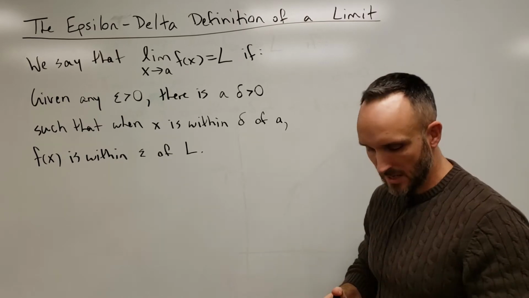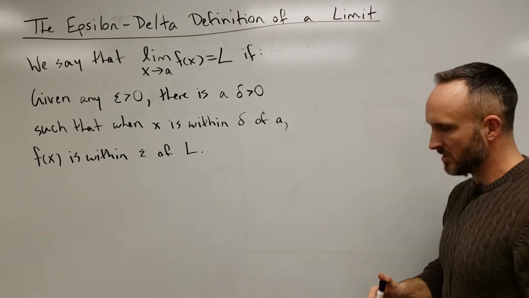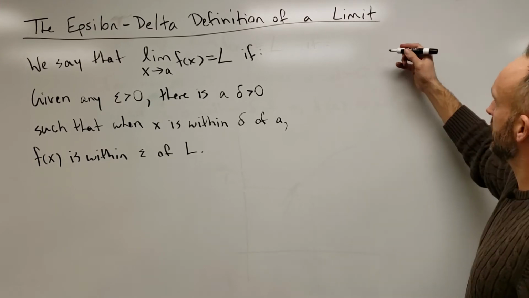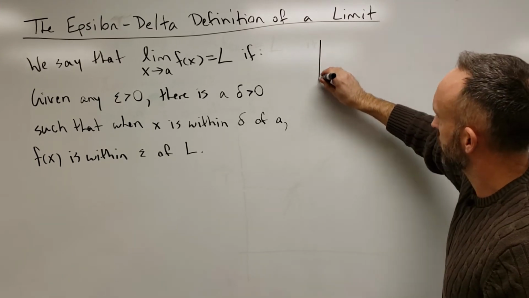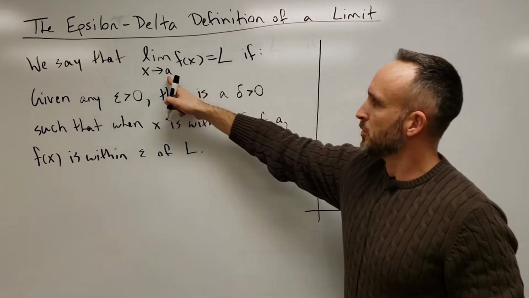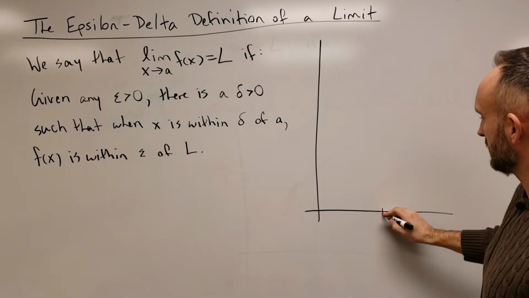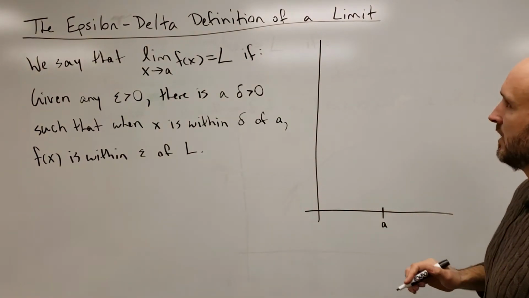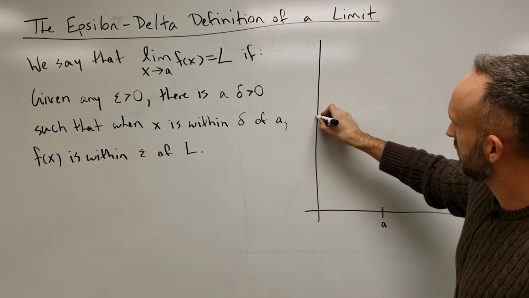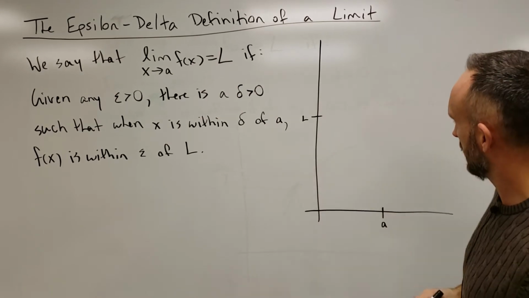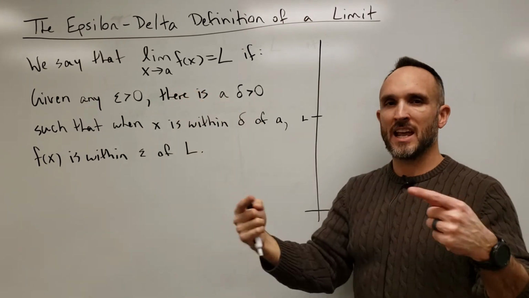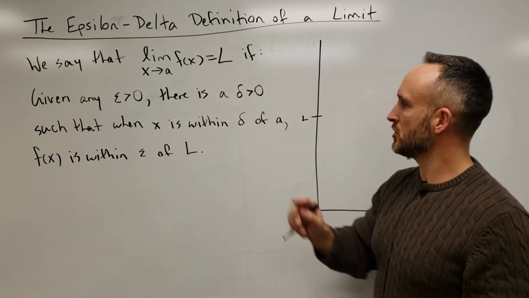Let me show you a diagram of what this represents. It's going to be sort of a generic picture. So let's look at the first quadrant, let's say. And x is approaching a, so let's put a on the x-axis. It's an x value. f of x is approaching L, so L is a y value. So maybe let's put it right here. Okay, so we have a and we have L. And as x approaches a from both sides, the function should approach L.